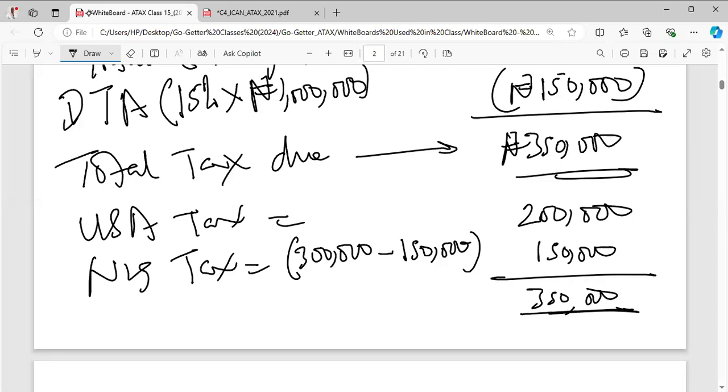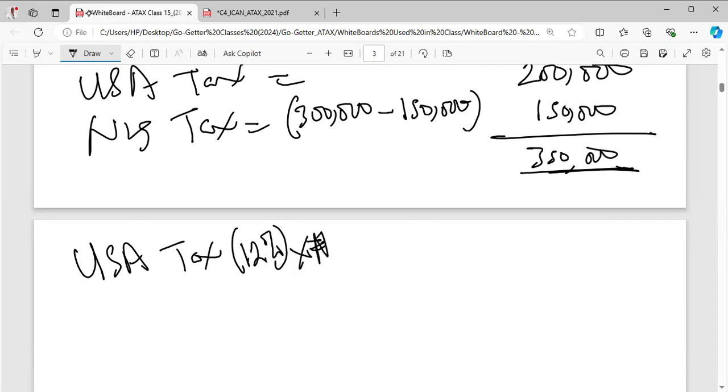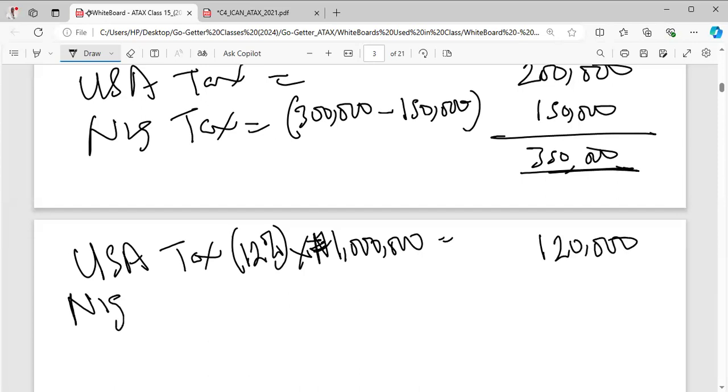Now, assuming again, we said US tax, we said 12%, 12% of 1 million. That should give us 120,000. Then this is Nigerian tax. Nigerian tax, which is 20% of 1 million and 30% of 1 million.